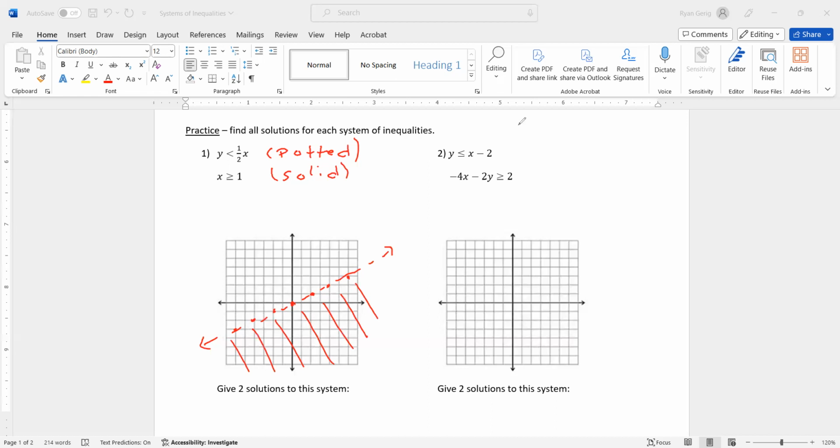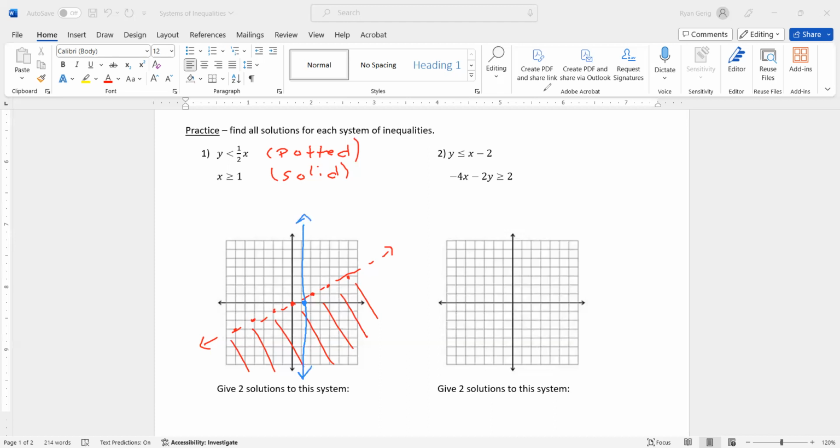Now we have one more thing to do. We have to graph the second line. The second line is a weird line. X is greater than or equal to 1. So that's a vertical line. X is greater than or equal to 1. Well, 1 is on the x-axis, right? And it's a vertical line right through 1.